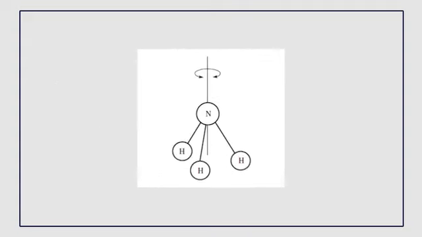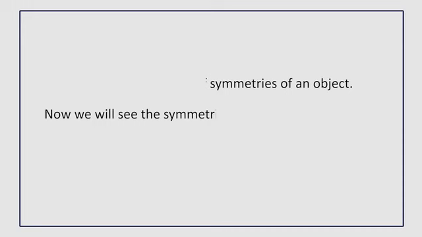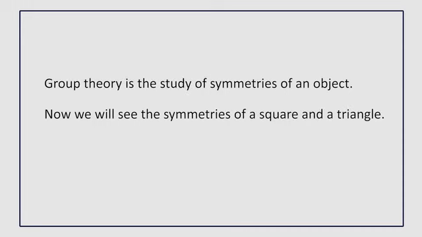Here this picture is an ammonia picture, the molecule of ammonia. Here is the nitrogen atom and there are 3 hydrogen atoms. This molecule has a rotational symmetry. If we rotate this molecule with respect to the axis, then we can see the structure of this molecule remains symmetric, the same. So basically in group theory we study this kind of symmetry of an object.